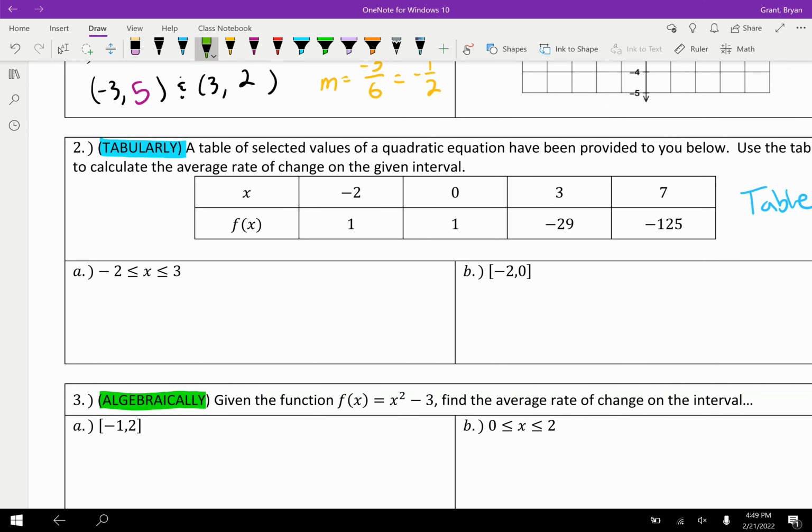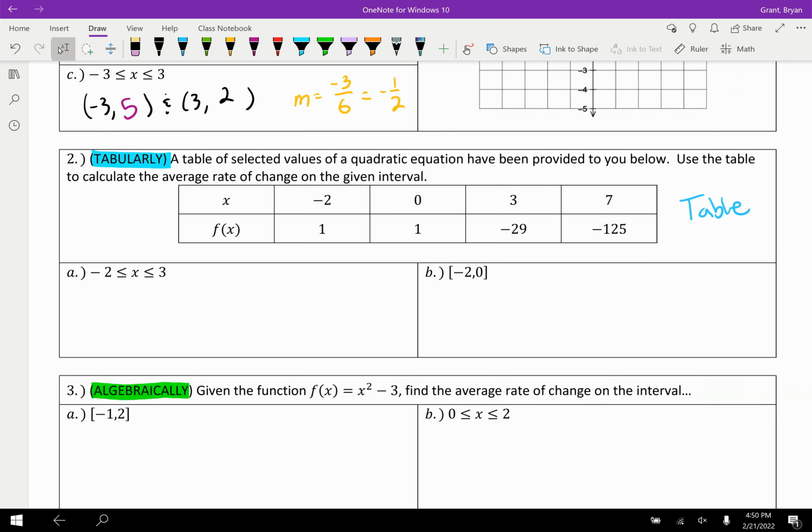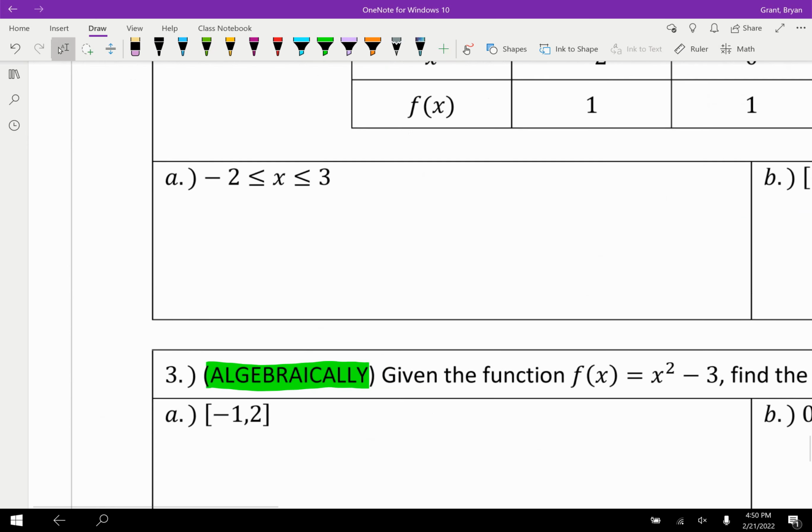A table of selected values of a quadratic equation have been provided to you below. So there are 4 points, it looks like here. Do you see the 1, 2, 3, 4 points? If you were to graph those 4 points, you should be able to make a U-shaped graph, or maybe an upside-down parabola, through them. We're going to use this table to calculate the average rate of change on a given interval. Well, A gives us some x values. It tells us we're going from -2, something to the point 3, something.